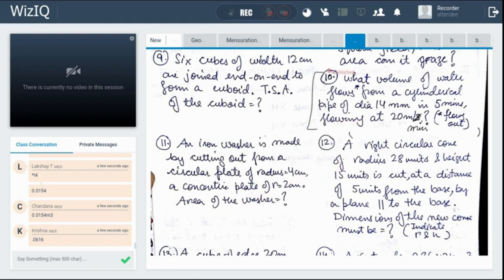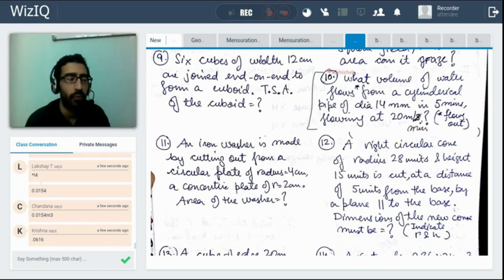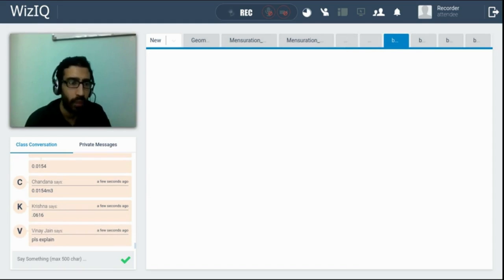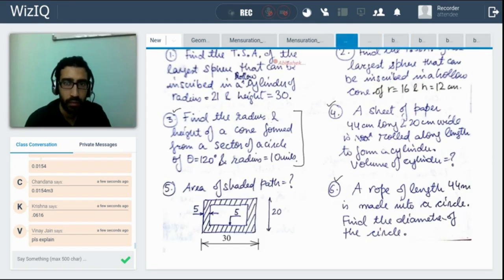Okay, I guess let's discuss, and we'll do more questions, especially some more on circles. I definitely want to do more questions on circles. So, any problems with question 10, guys? Any problems with question 10? I will explain. Okay, where's the sheet gone?